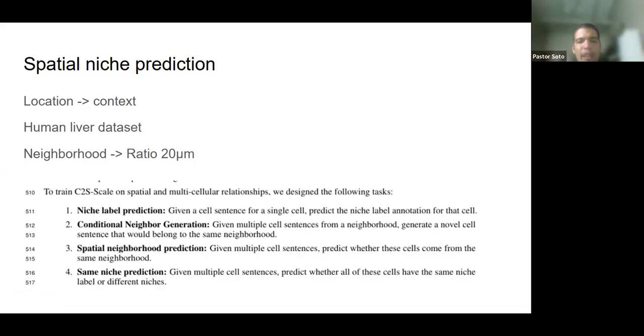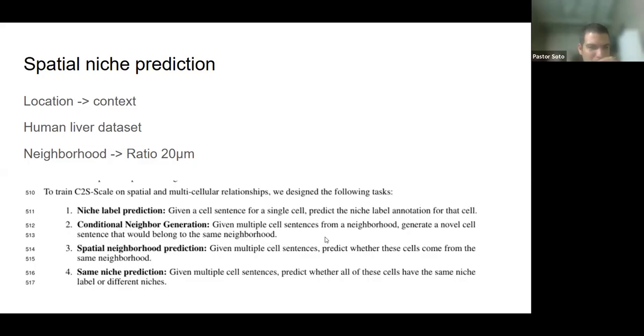They use niche level prediction, and this is essentially to give a cell sentence for a single cell and predict where it belongs, or whether the cell belongs to a specific niche of cells. They also have conditional neighbor generation, which is, given multiple cell sentences from neighbors, to generate a novel cell sentence that will belong to the same neighborhood.